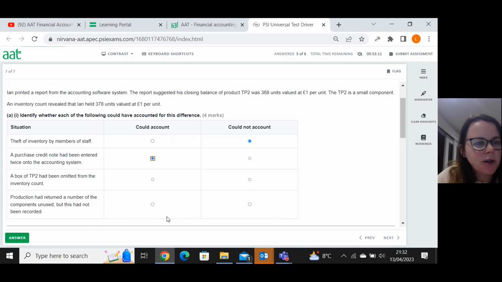A box of TP2 has been omitted, missed out. No, again, then we would have expected the physical to be lower, and it isn't, so no. Production had returned a number of the components unused, but this had not been recorded. So in other words, they've come back into stock, they're counted, but it hasn't been recorded. So yes, it could be that.